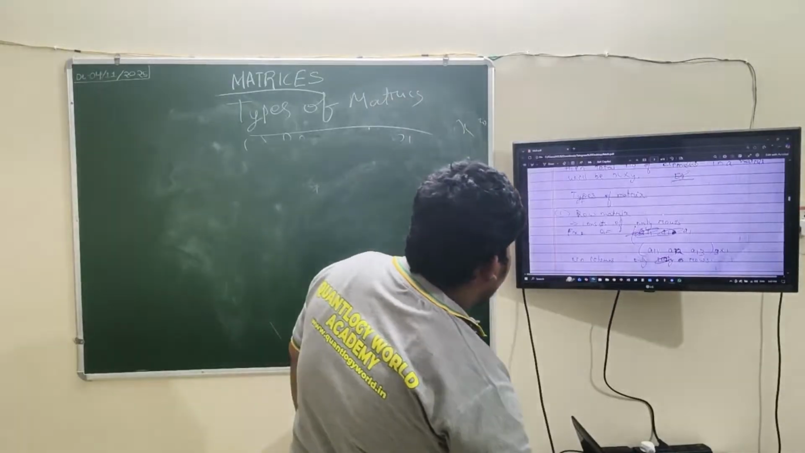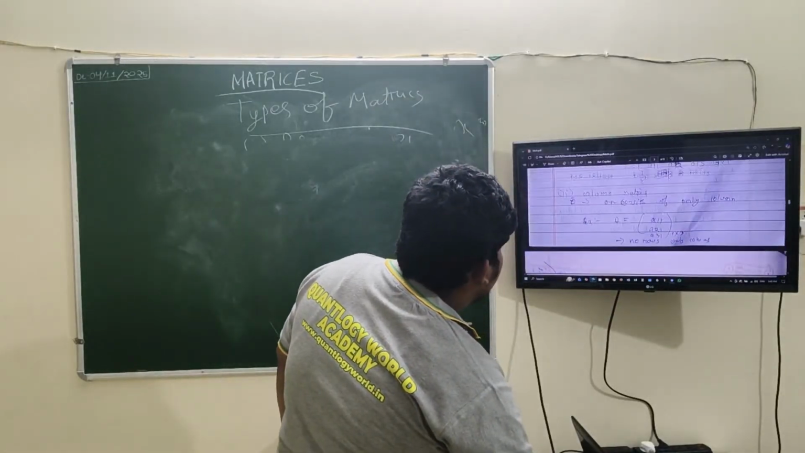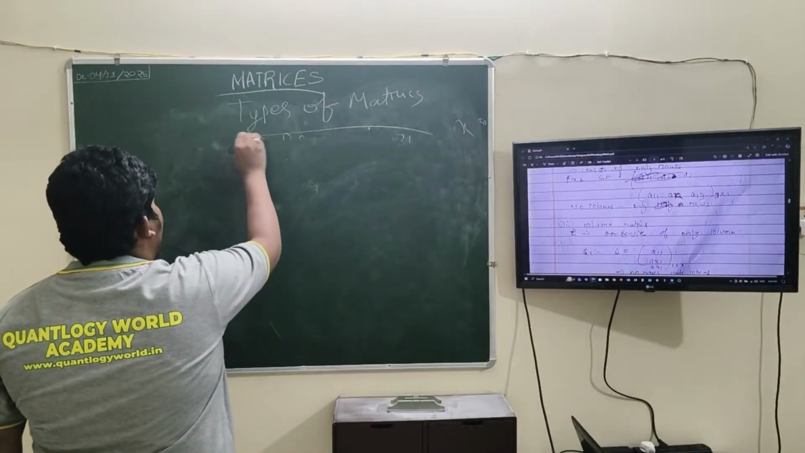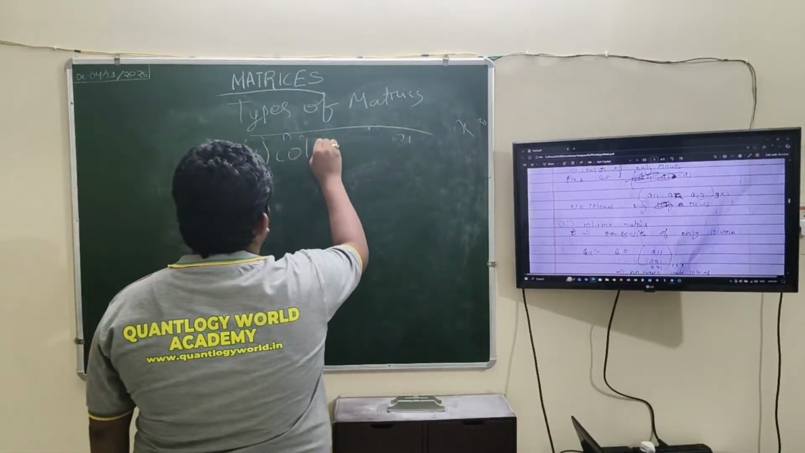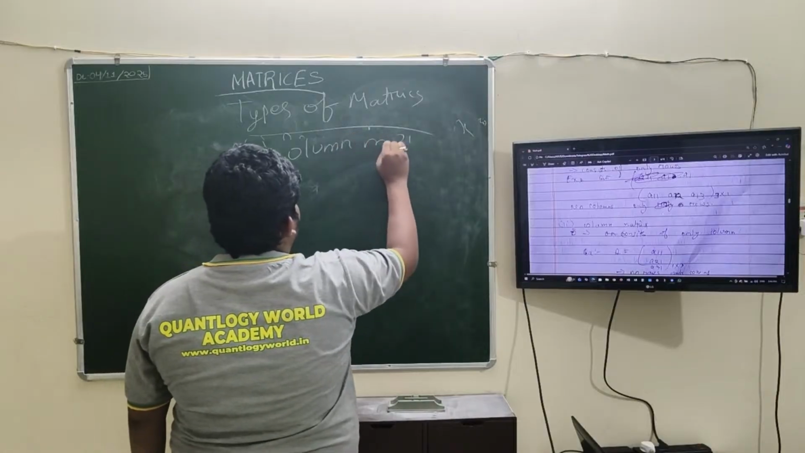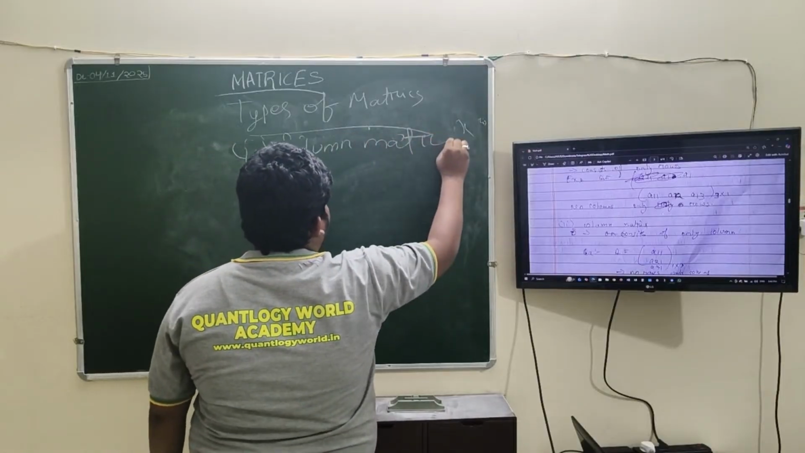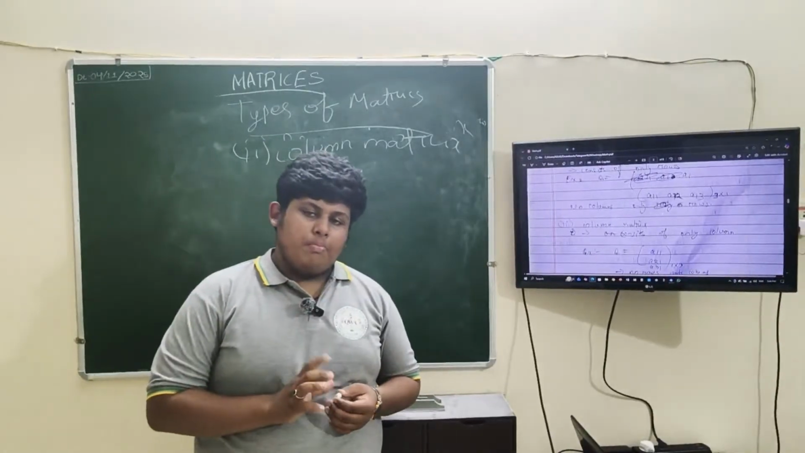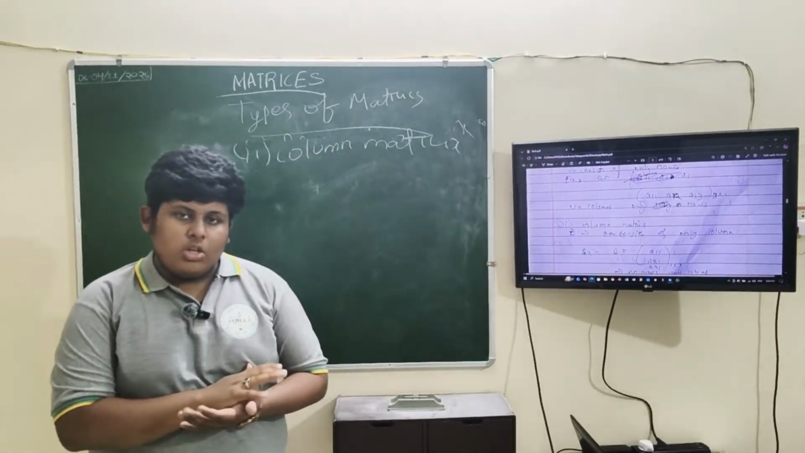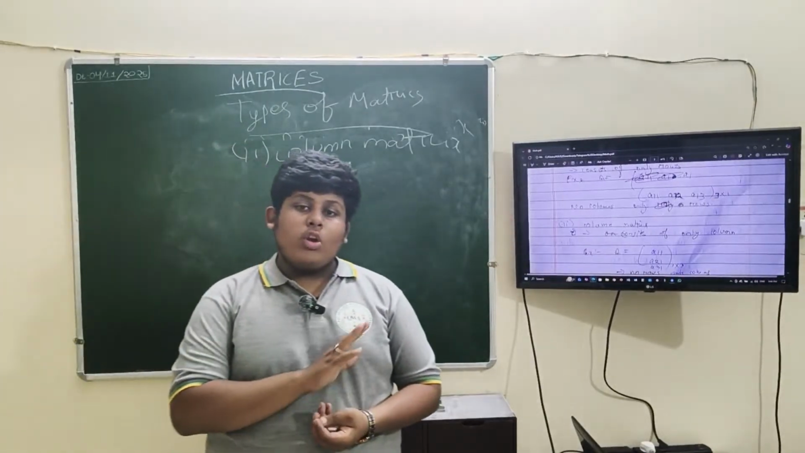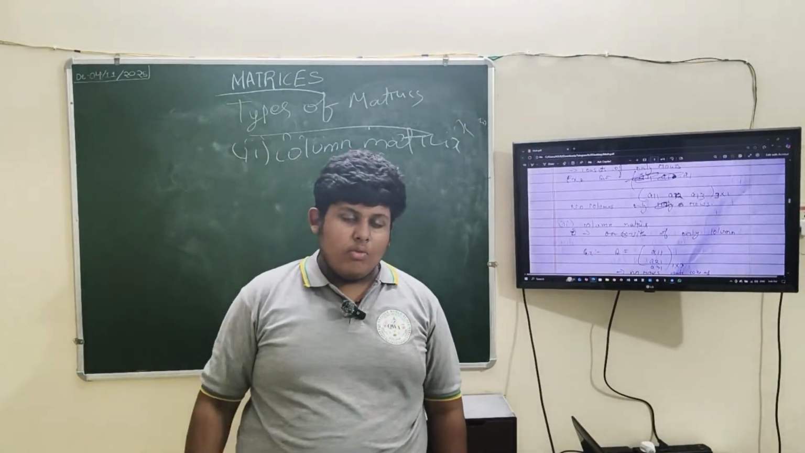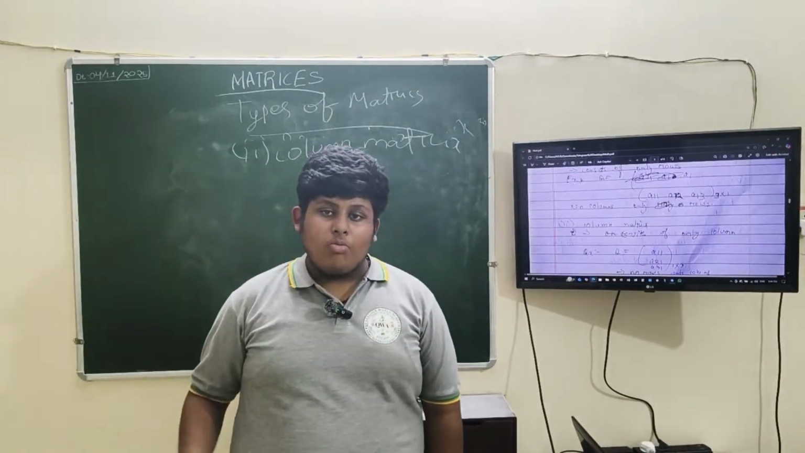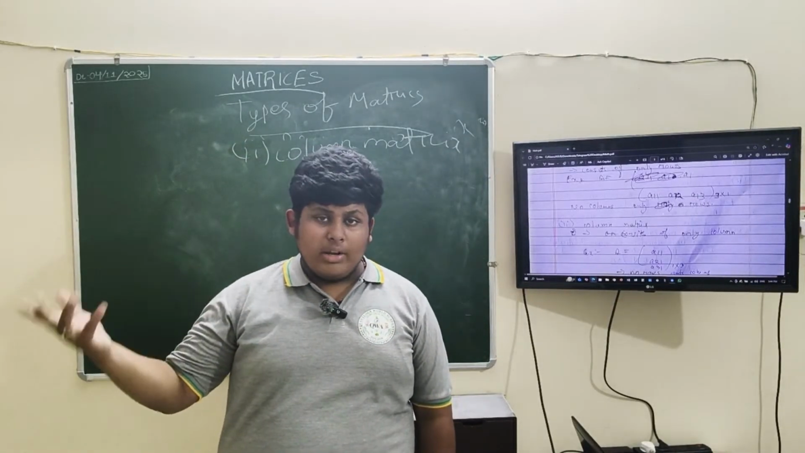Next, the type of matrix is the column matrix. As I said, it is just the opposite of the row matrix. It consists of only columns, and the number of rows is only one. The number of rows is only one, and there can be n number of columns. We can extend up to anything. It can be infinite also.